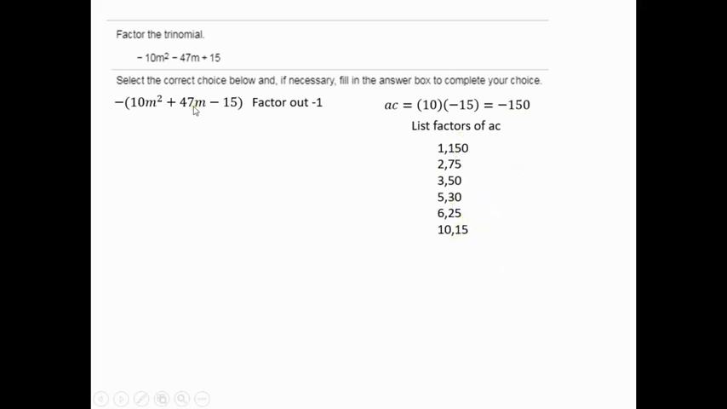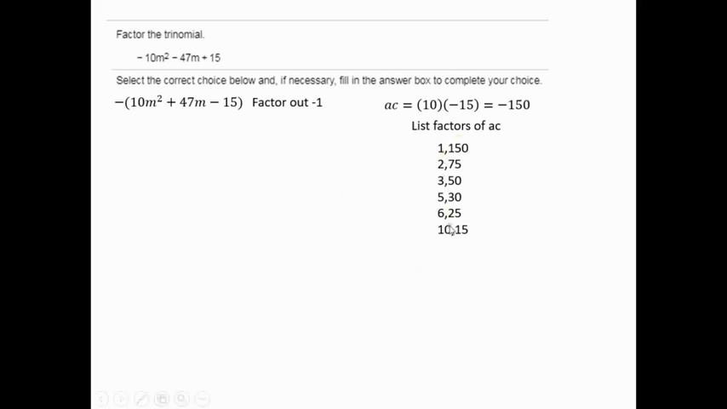So now we want to look at these factors of AC and determine which ones of them will give us 47. Remember our rules for signs. We have a positive and a negative. That means there's going to be a positive and a negative in our factored binomial. So that indicates that inner and outer terms are being combined during the FOIL process. It's actually going to be subtraction.